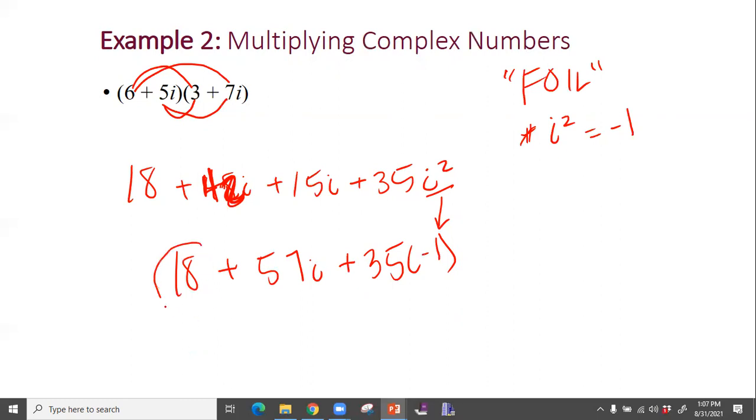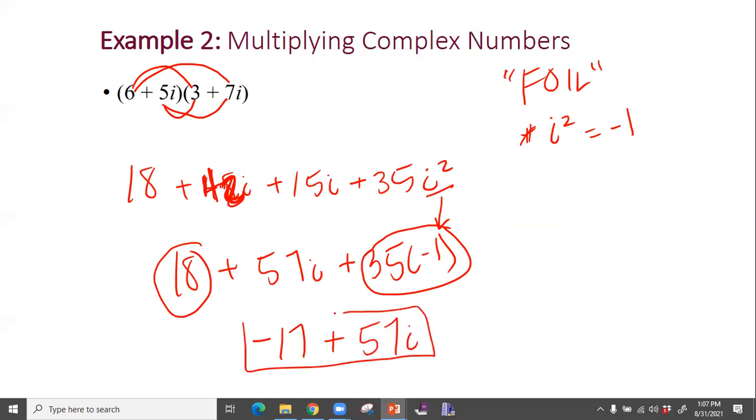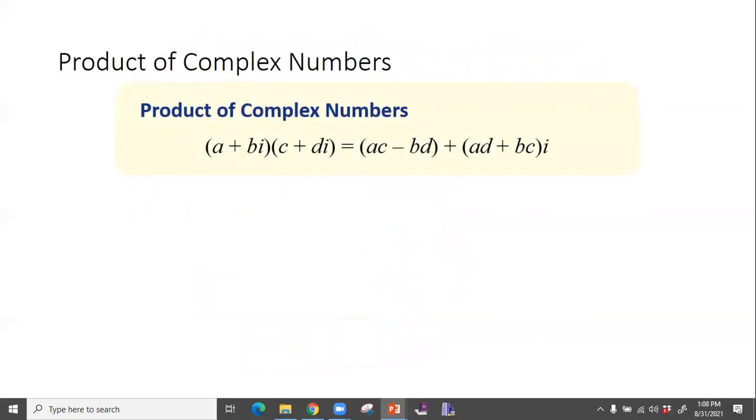So then we combine our like terms. So what is 18 plus 35 times negative 1? We have negative 17 plus 57i. What are your questions about multiplying complex numbers? Key thing, we FOIL, and we remember i squared equals negative 1. Doable? Awesome sauce. All right.